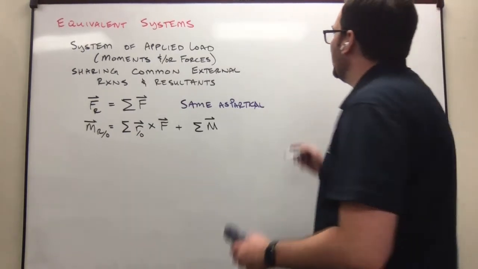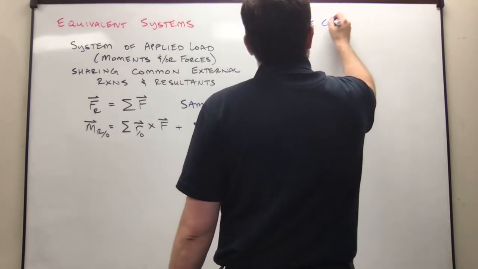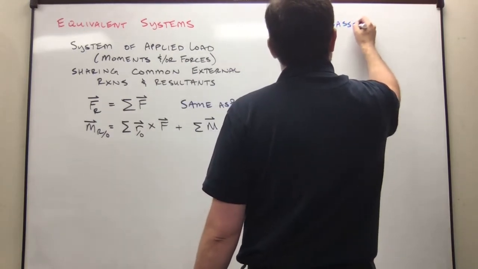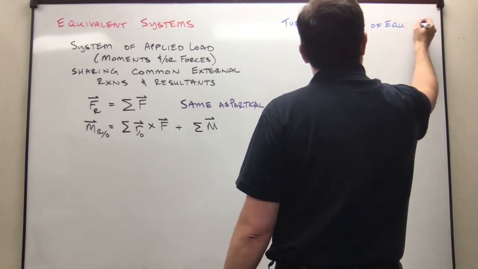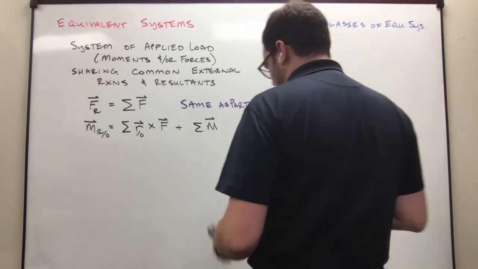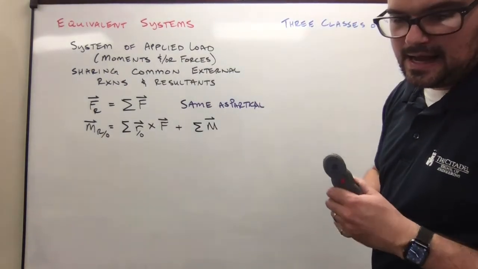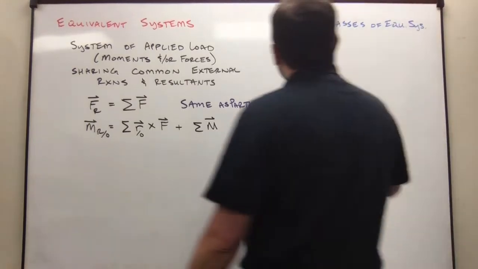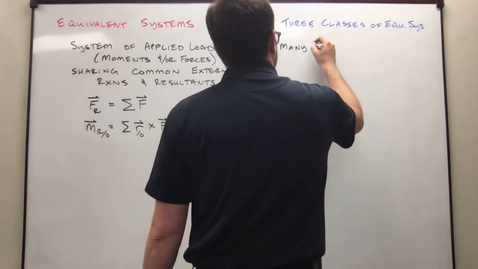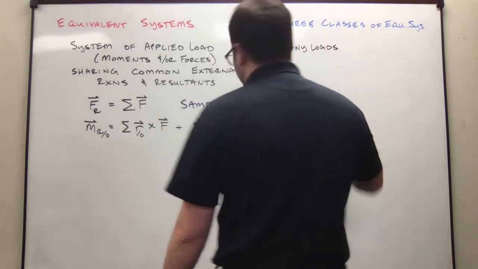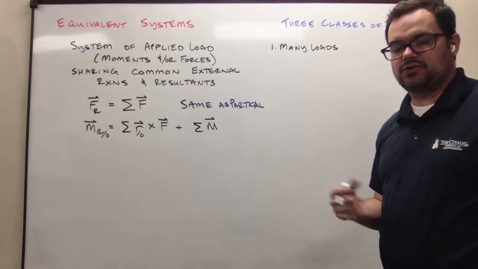Now, it turns out that there are actually three classes of equivalent systems. So we need to talk through what those are. The first one would be many forces and moments. So many loads, forces, moments, distributed loads, all these sorts of things.